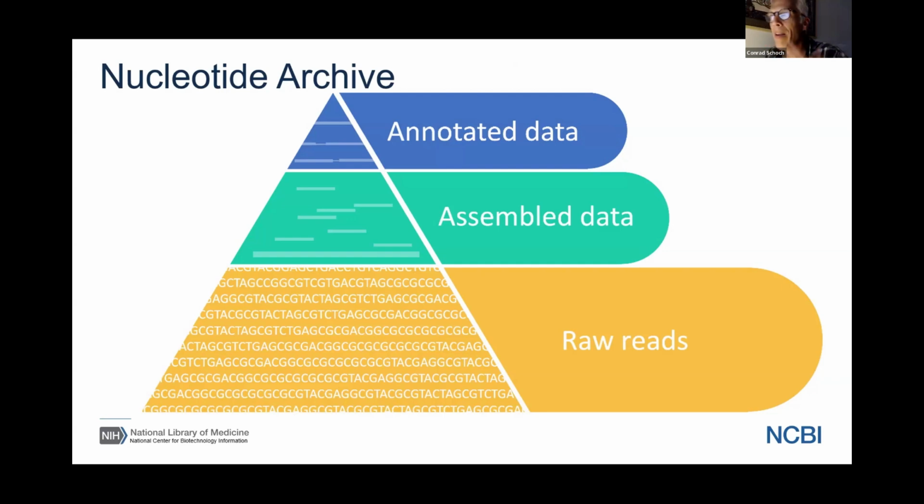So in the nucleotide archive, you have your raw reads here. Hopefully people can see my pointer. And then there are all these layers of information on top of these raw reads that one can use to understand more about a particular sequence. So we have assembled data, we have annotated data, there's metadata, and there are various tools to get to that.